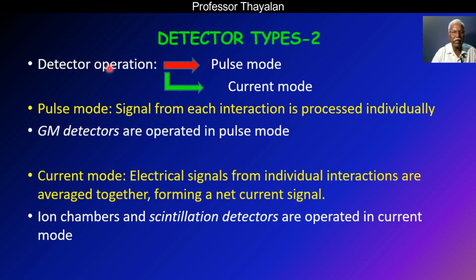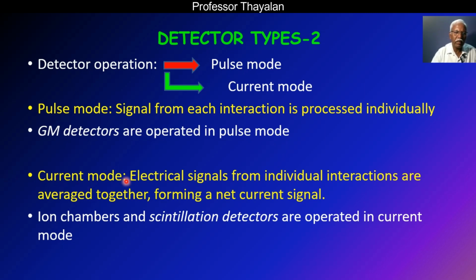And based on the operation, we can divide the detectors as pulse mode detectors or current mode devices. What is a pulse mode? Signal from each interaction is processed individually in the pulse mode. Example, GM detectors. So GM detectors are operated in the pulse mode. So that's why GM detectors should not be used with equipment which gives radiation in the form of pulses.